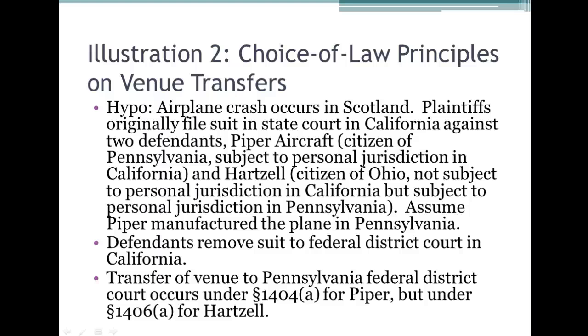Now, since there is personal jurisdiction over Piper in California, and everything else is appropriate as to Piper for California, Piper would be moving under 1404(a). Since there is no personal jurisdiction over Hartzell in California, Hartzell is moving to transfer under 1406. Of course, Hartzell would also ask that the case be dismissed, but in the alternative, that it should be transferred to Pennsylvania under 1406.